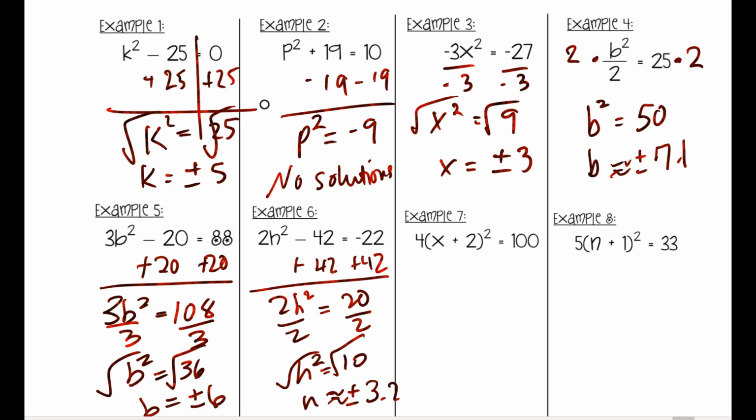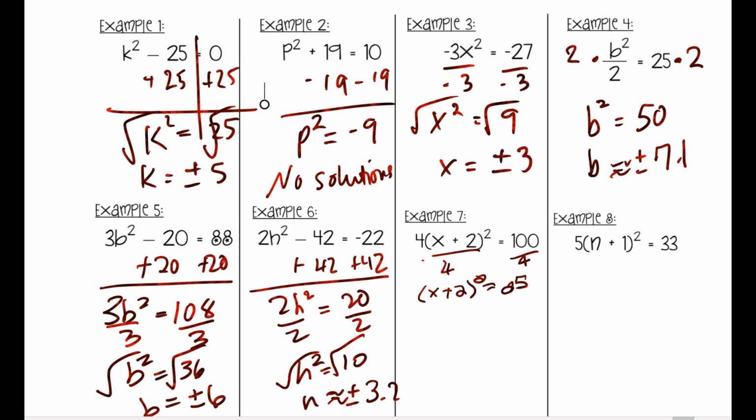All right, now this is the one that Sydney got mad at. I was like, girl, bye. Ain't nobody studying you. Be mad all you want. So we divide by 4, and we get x plus 2 squared is equal to 25.